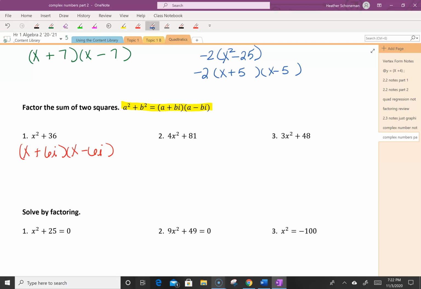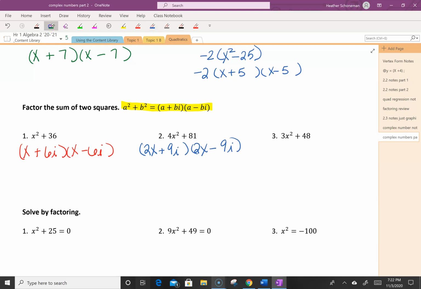Let's try this again. On number 2, I have a binomial, I have a plus sign, I can take the square root of everything, so it fits my pattern. Square root of 4x squared is 2x. Square root of 81 is 9, but to make the pattern work with a plus sign, we need to have an i in there. So we have plus and minus.